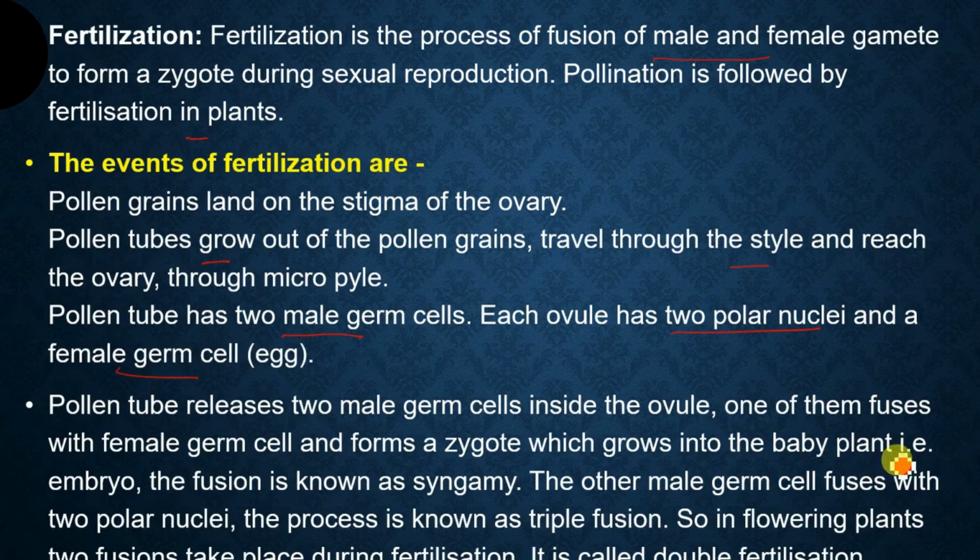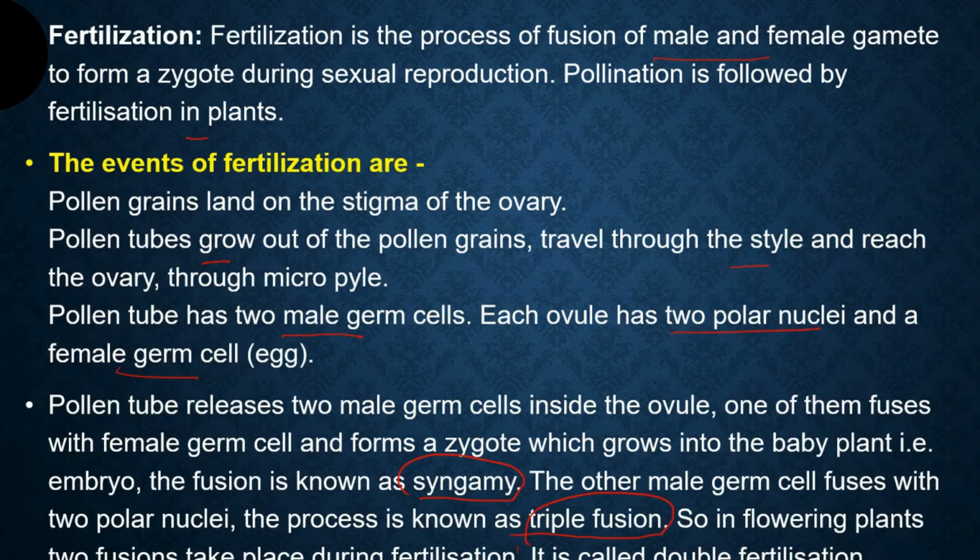and form a zygote which grows into a baby plant, that is the embryo. So fusion of one male germ cell with the female egg cell forms the embryo, and that process is known as syngamy. Remember, there is also the other male germ cell. This will go and fuse with the two polar nuclei present in the female reproductive part. That process is called triple fusion, where one of the male gametes fuses with the two polar nuclei of the female reproductive part of the flower.